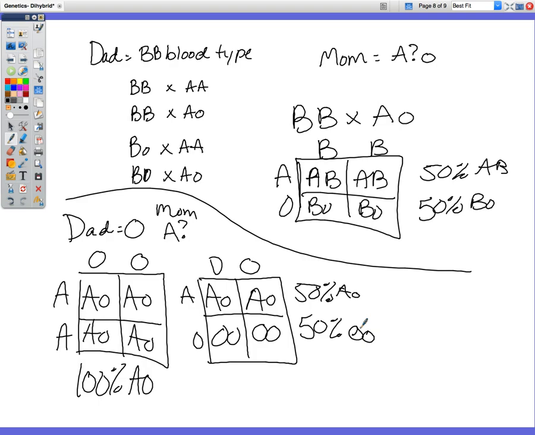So that is how you do codominance, incomplete dominance, and blood typing, which is multiple alleles.